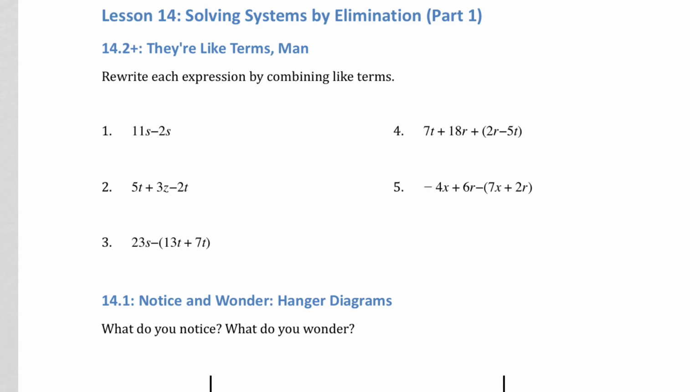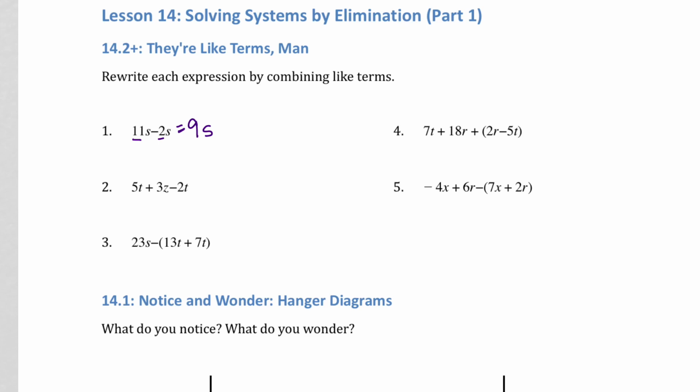So we have 11s minus 2s. They both have the same variable, so we can combine these two terms. So we're going to have equals 9s. So we take the 11 and subtract the 2 and leave the s.